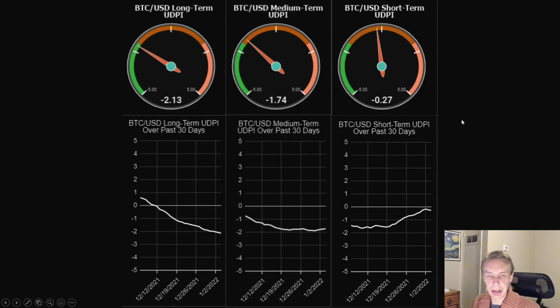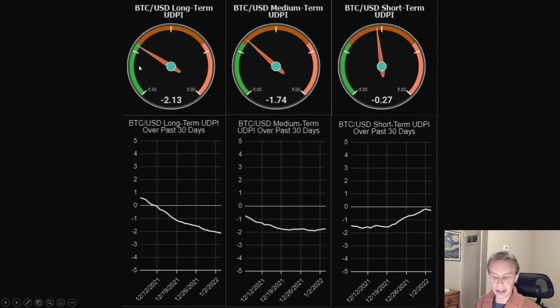So to wrap us up, I just wanted to talk a little bit then about what these different versions of the UDPI say about our current risk level for Bitcoin. And as you could see in those previous graphs I was showing you, the long-term UDPI, the more macro one, thinks that we're in relative oversold territory right now. So it's in this green zone below -2. So essentially what that means is it thinks the upside potential here is larger than the downside potential.